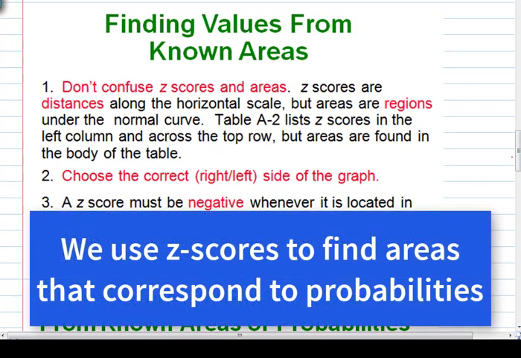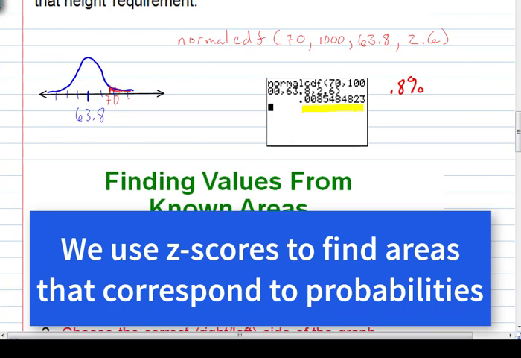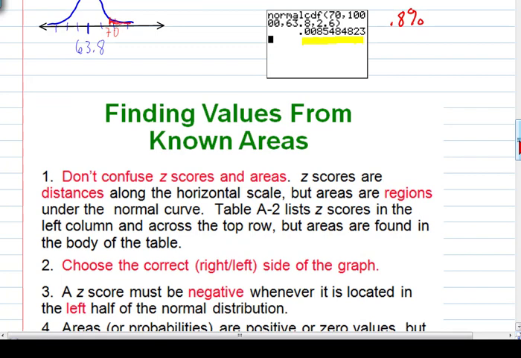Don't confuse z-scores and areas. Z-scores are distances along a horizontal scale. Areas right here is the probability. The z-score is the distance along the x-axis. Z-scores are distances along a horizontal scale, but the areas are regions under the normal curve.